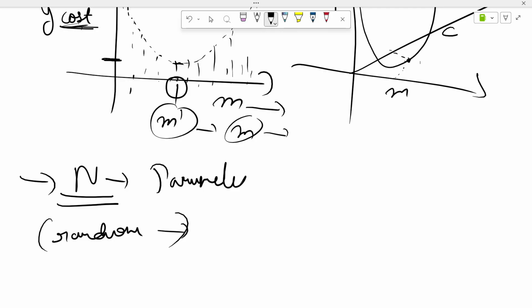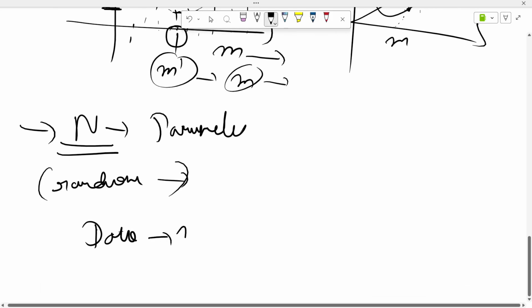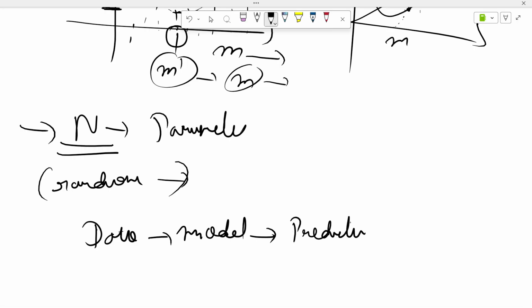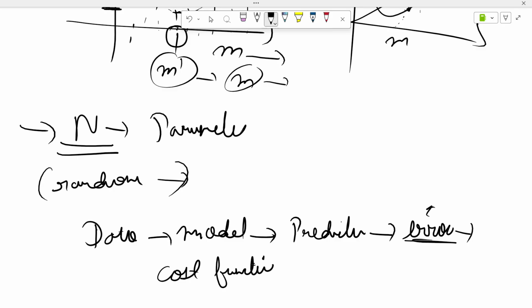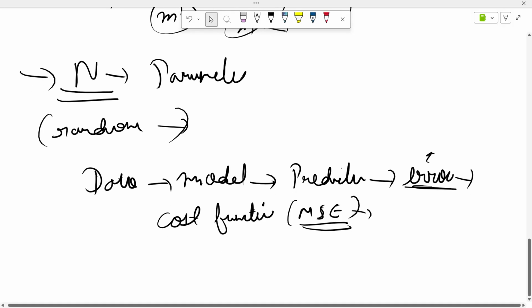But for now, just understand that a machine learning model is all about this: initially you have data, you create a model out of it, you make a prediction. After prediction, you calculate the error. You calculate the error for each point and take the mean, which is known as the mean squared cost function, also known as mean squared error. One example of a cost function, mean squared error, is used in linear regression generally. So this is the function.